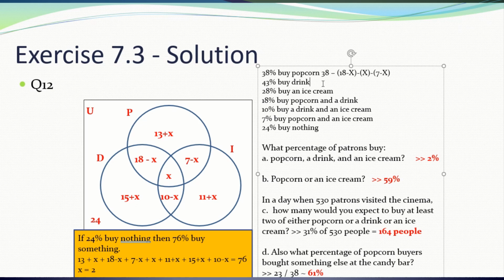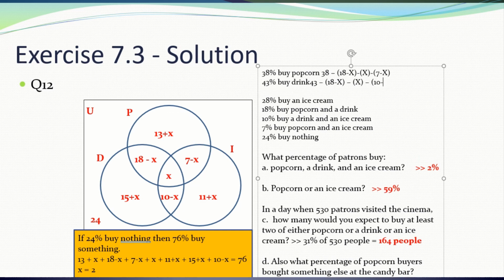Okay, so same for the drink. So the total for drink is what? 43, right? So 43 minus, always put bracket because there's a minus there. So 43 minus 18 minus x, minus x, minus 10 minus x. That is how you will get 15 plus x. Okay, so this will be equal to 13 plus x.